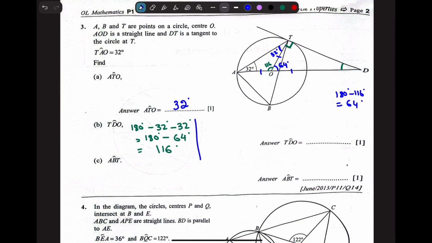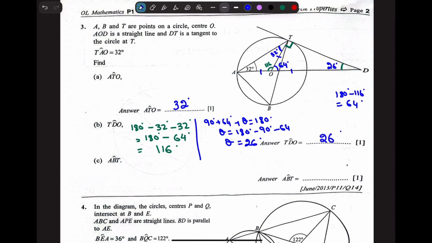So it's going to be, let's call this angle theta. 90 plus 64 plus theta should be 180 degrees. Theta is going to be 180 minus 90 minus 64. So theta is going to be 26 degrees. Okay, so let's mark it here. Angle TDO is 26 degrees.